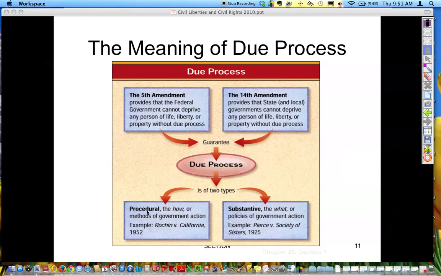It's either procedural, meaning how does the government carry out the laws? Did they search appropriately? Did they issue a warrant appropriately based on probable cause? Did they pull over people correctly? So this is the how of the government acting.